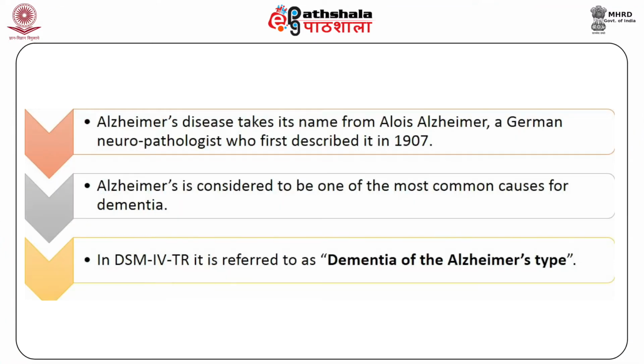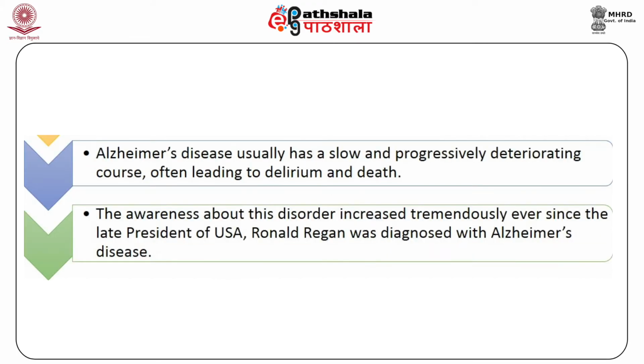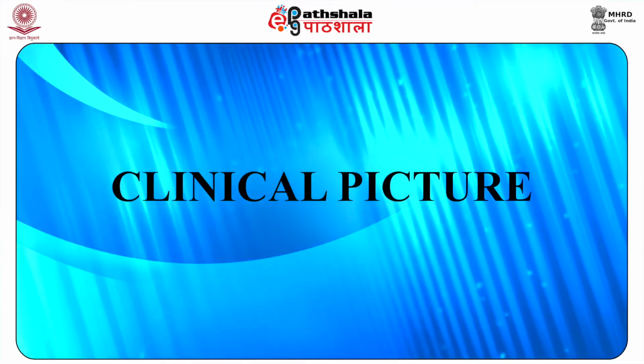Alzheimer's disease takes its name from Alois Alzheimer, a German neuropathologist. He first described it in 1907. Alzheimer's is considered to be the most common cause of dementia. In DSM-4 TR, it is referred to as dementia of the Alzheimer's type. Alzheimer's disease usually has a slow and progressively deteriorating course, often leading to delirium and death. The awareness about this disorder increased tremendously ever since the late President of the USA, Ronald Reagan, was diagnosed with Alzheimer's disease. Let us now understand the clinical picture of this disorder.